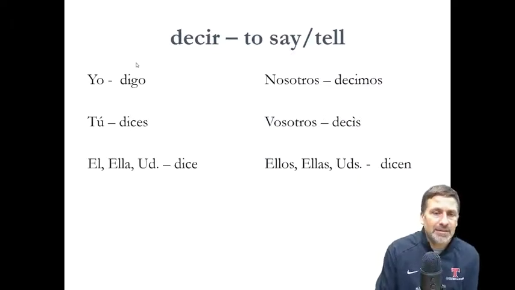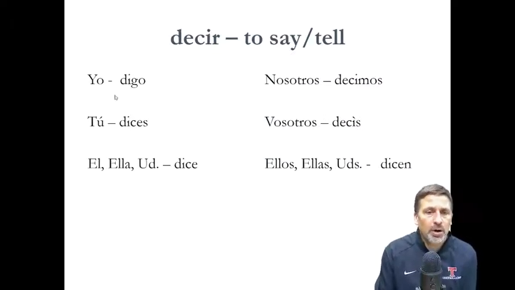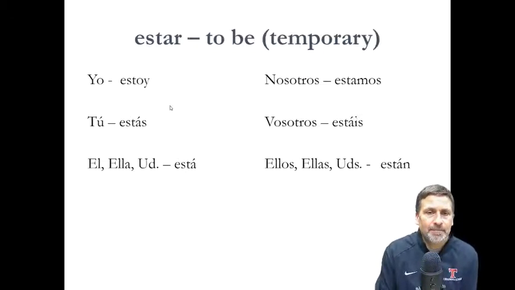Decir, it's irregular in the yo form. Yo digo. And then I have the E changes to an I in all forms except for the nosotros and vosotros. Digo, dices, dice, decimos, decís, dicen.